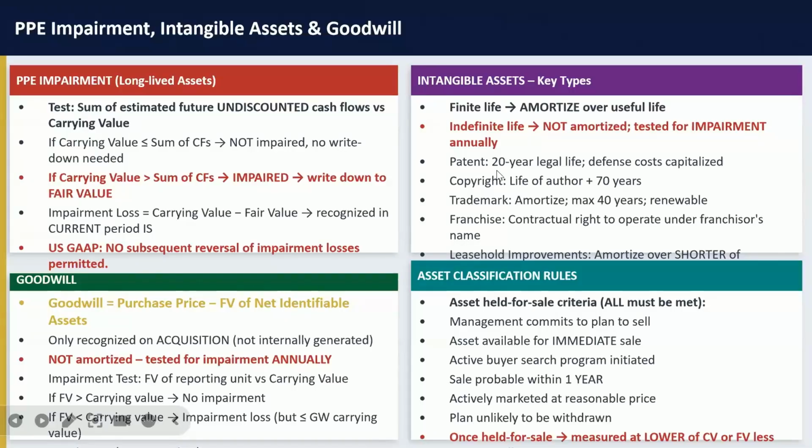Patent. Patent legally has 20 years of legal life. This is legal life. Suppose you are able to make use of this patent only for 10 years, then you will have to consider the life of the patent as 10 years, not 20 years. Though legal life is 20 years, you should consider the useful life of the patent, or for that matter, any given intangible asset. Useful life is what you should consider when you are calculating amortization, not the legal life.